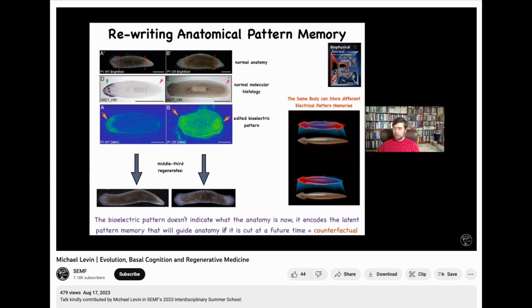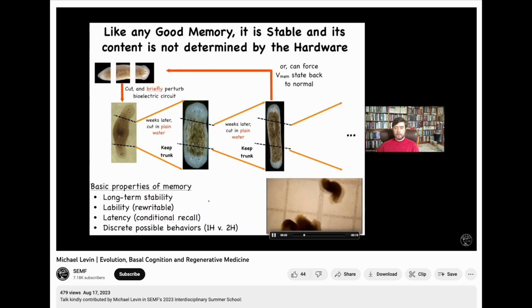It's a counterfactual memory because this is not a representation of what's happening now. It's a representation of what you're going to do in the future if you get injured. This is memory. It's long-term stable. It's rewritable. It has conditional recall, as I just showed you, or latency, and it has discrete behaviors.